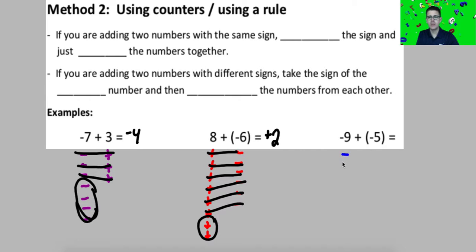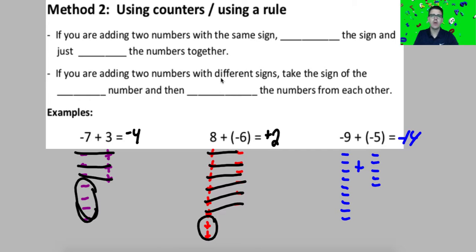So I got 9 negatives. 1, 2, 3, 4, 5, 6, 7, 8, 9. And I got 5 more negatives. Now, stop and think. Is a negative going to take out a negative? Well, no. They're playing for the same team. So in this case, I had 9 people on one team, and then I had 5 more people on that same team. Wouldn't I just combine those together? So in this case, I would get a -14. I have 14 negatives altogether.